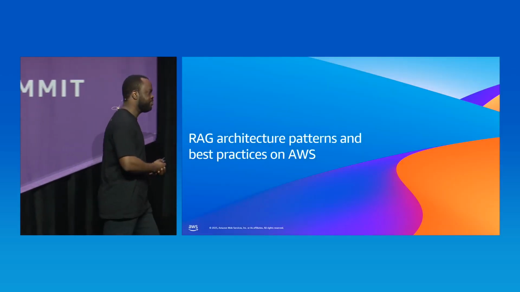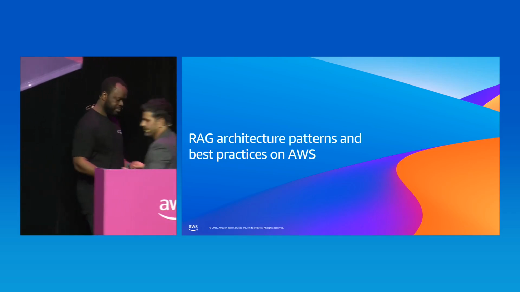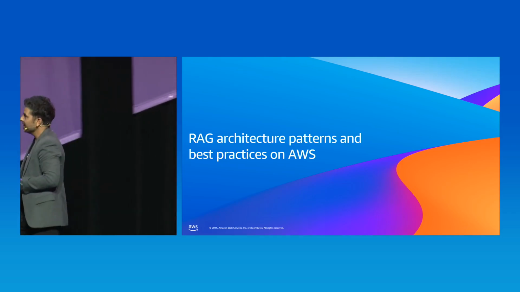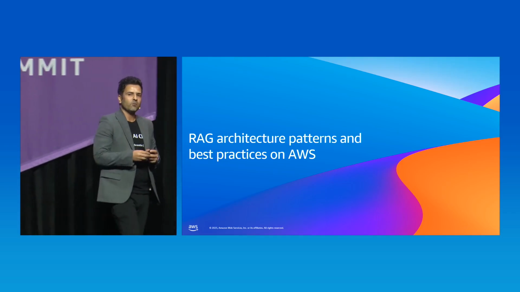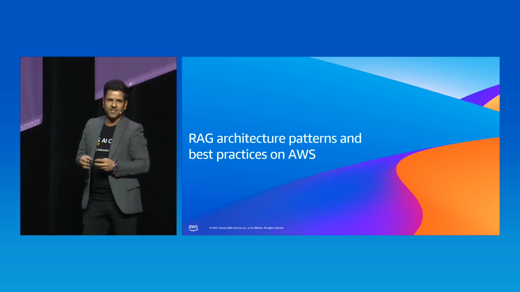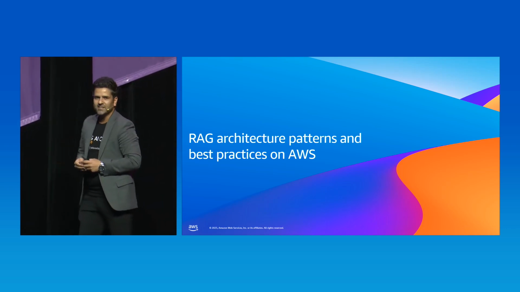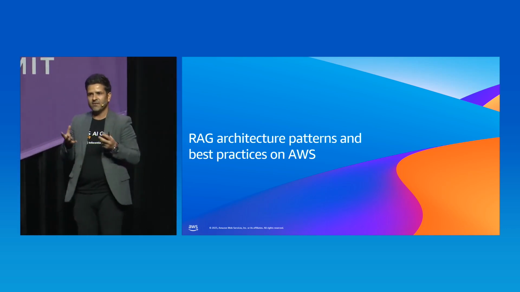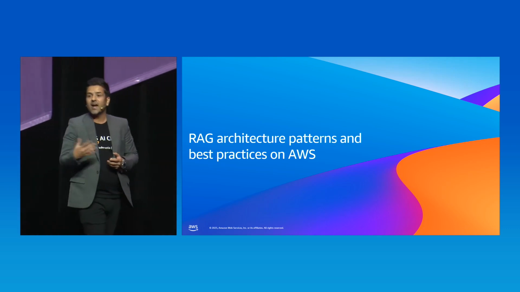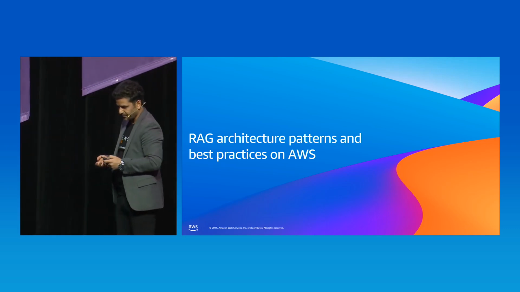Now, to go deep into the RAG architecture patterns and best practices, I'm going to hand over to my colleague, Sam. Sam? Thanks, Chiedu. All right, so what I'm going to cover is the key architecture patterns that we have on AWS and also some of the best practices that we can apply to make those RAG responses high quality.